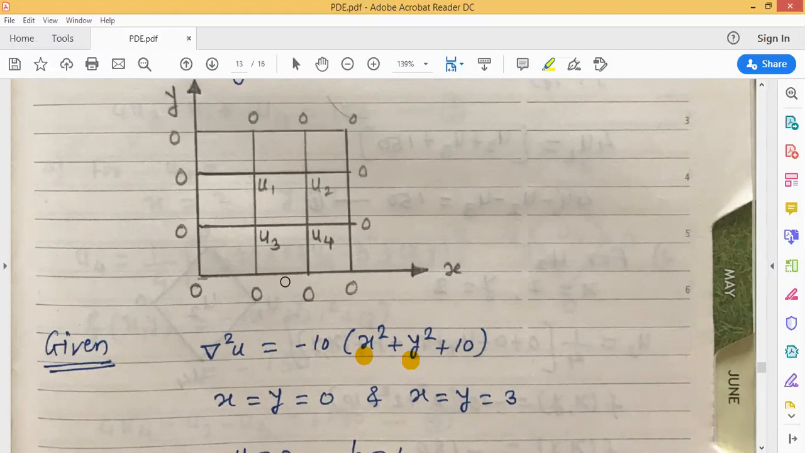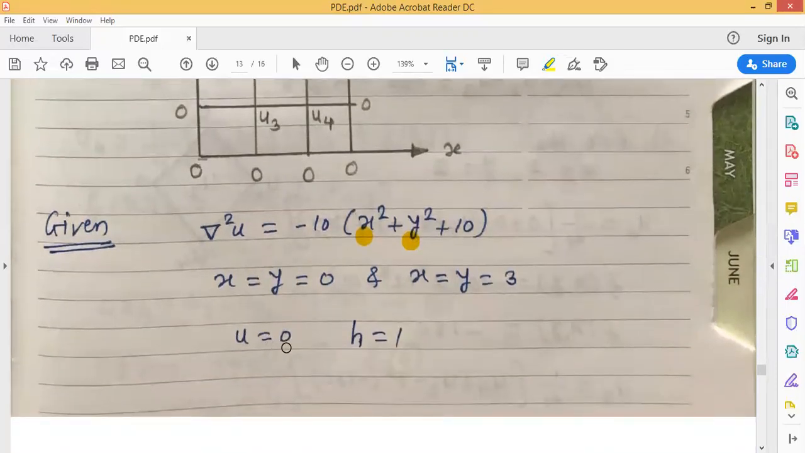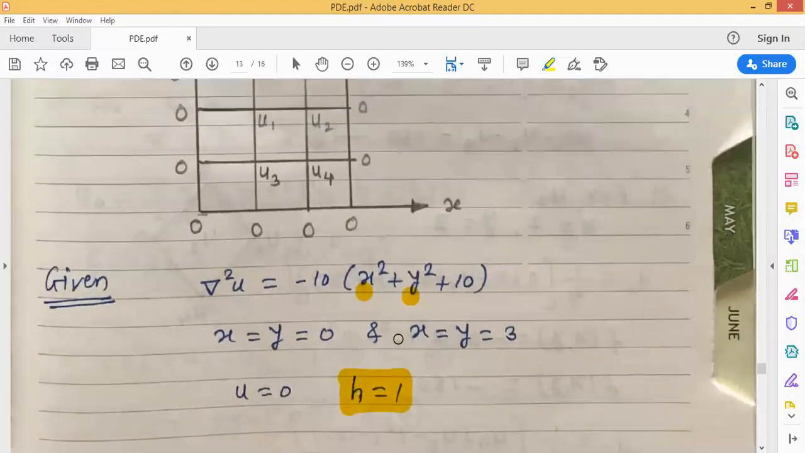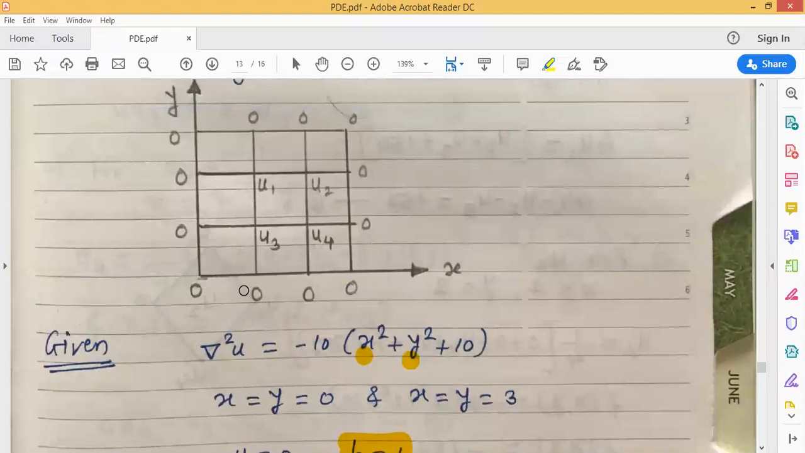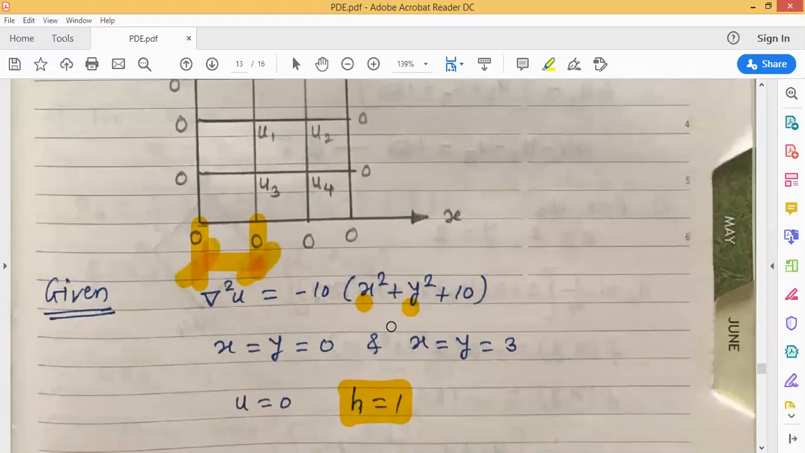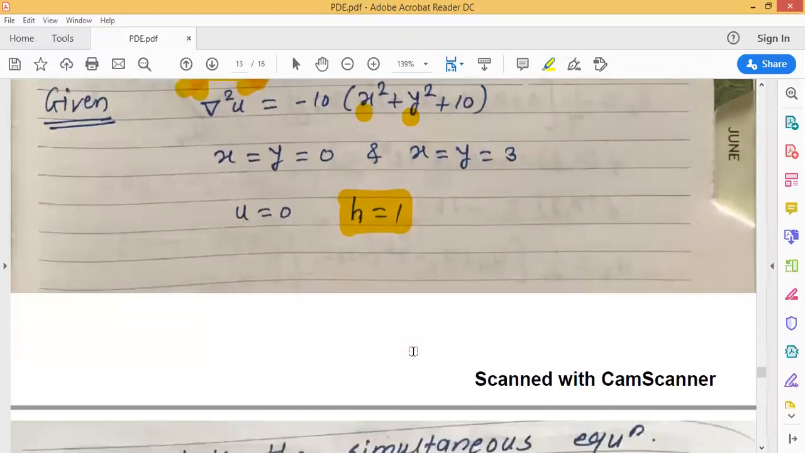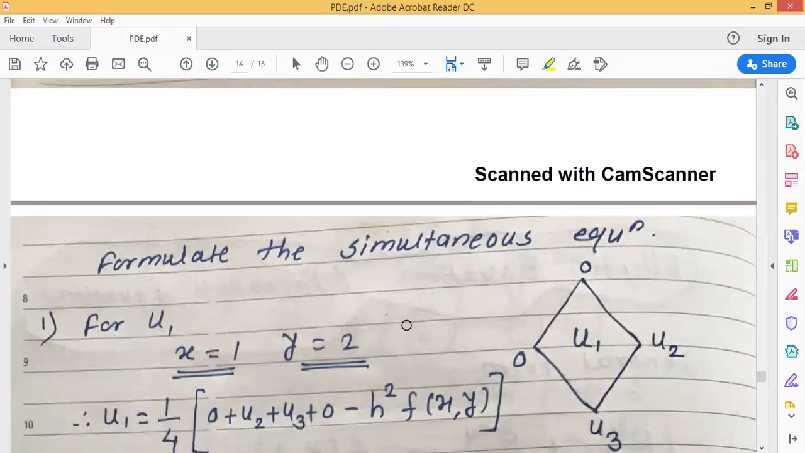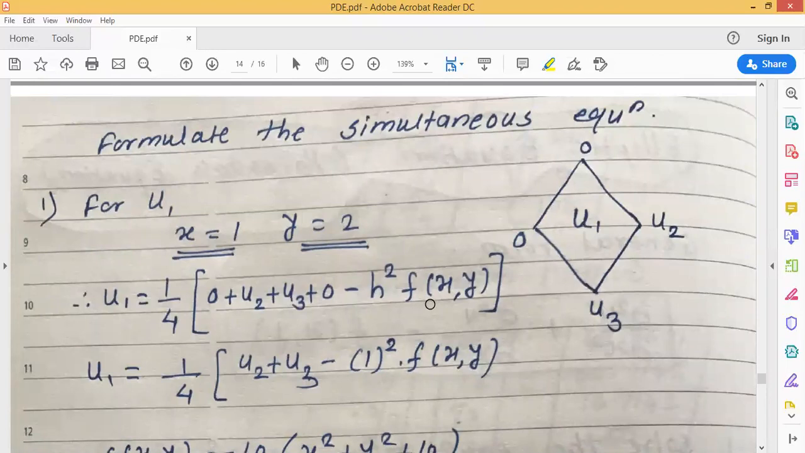If you check, u is equal to 0 and h is the step size. Since it is a square mesh, the distance between these two points is 1, this is also 1, and this is also 1. So h is the distance between these two points, which is given as 1. After that, we have to form the simultaneous equations. First, we go for the calculation of the u1 value.